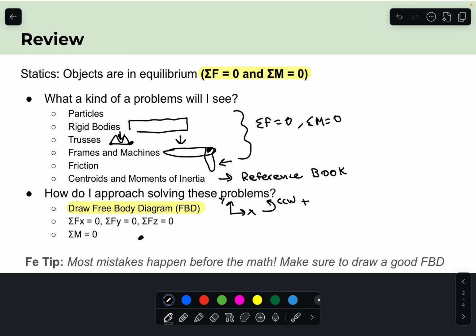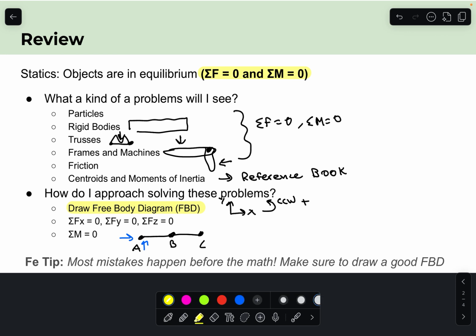So if I had a point A, and then B, and then C, you're going to want to pick the point that has the most reaction forces at it, because if you sum the moments about that point, those reaction forces will go away and therefore simplify your calculation.